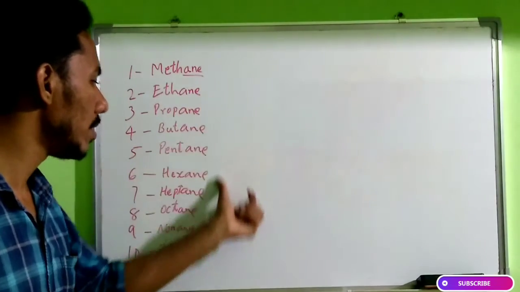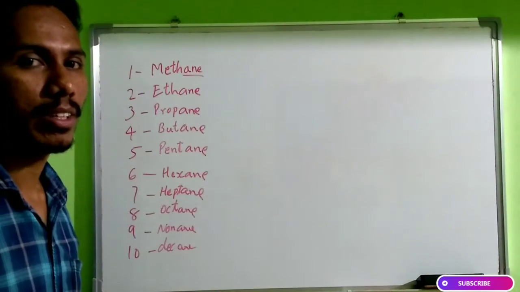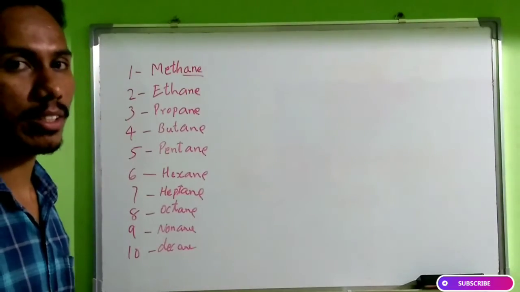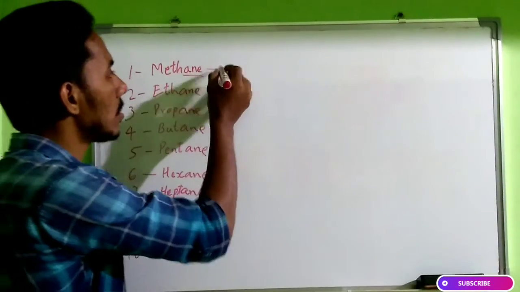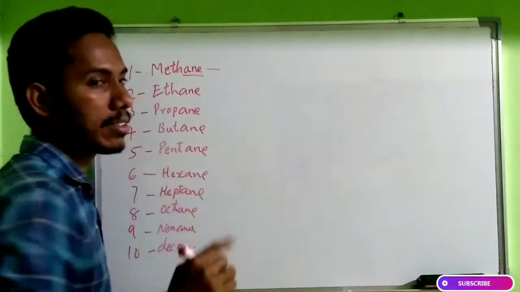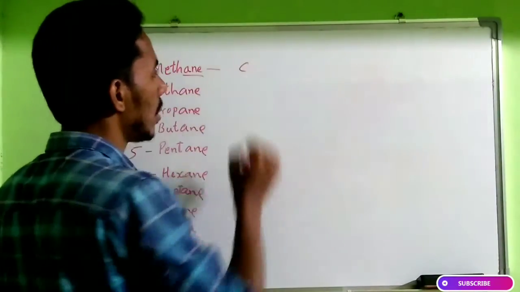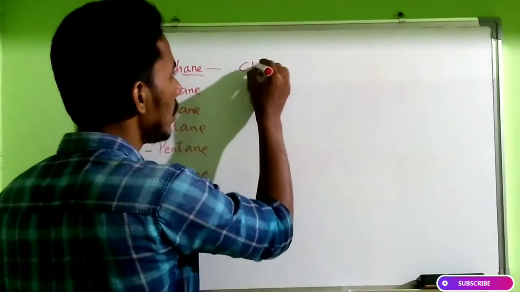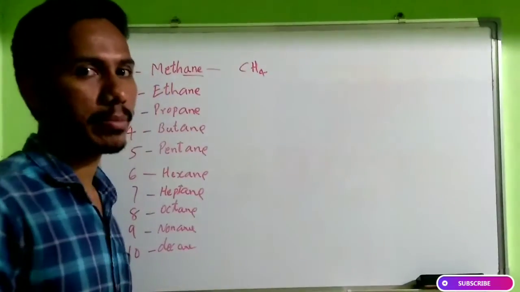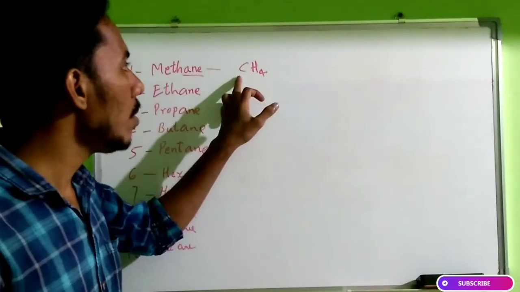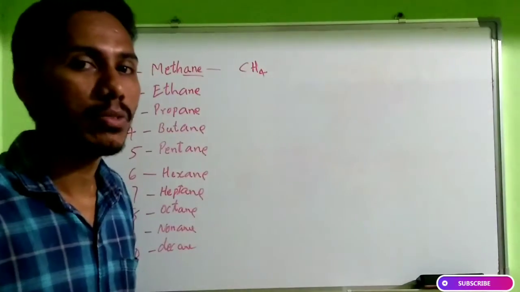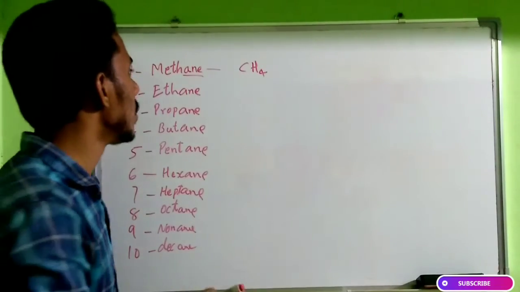First, we have to draw all these compounds in a simple way. Here, the dot structure is not needed, just this simple structure. Meth means only one carbon atom. And what is the valency of carbon? 4. So add 4 hydrogen atoms, because the whole valency is filled by these 4 hydrogen atoms.